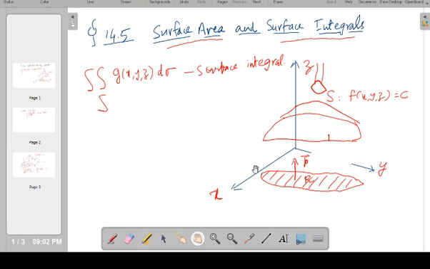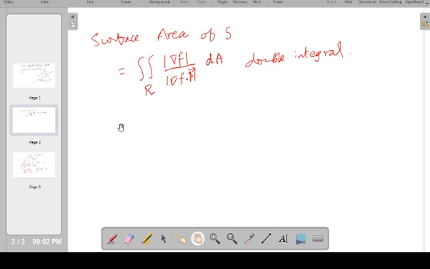Okay, so this is the formula for surface area. How do we derive this? I want you to look at the textbook. Surface area of S is represented as a double integral. That's the advantage.